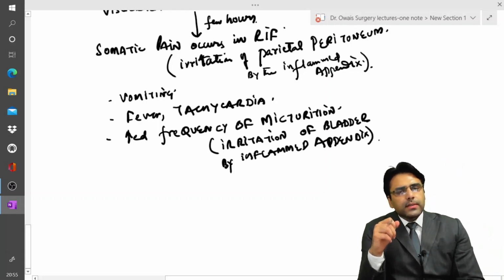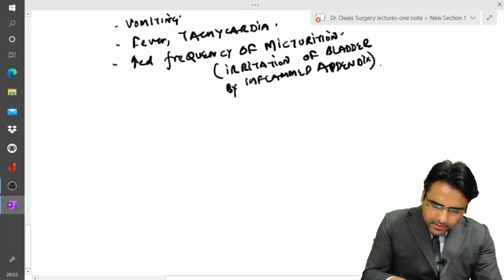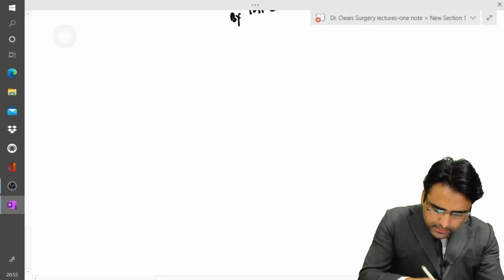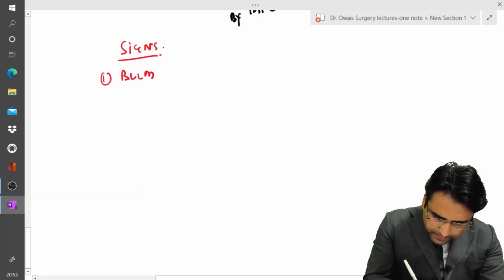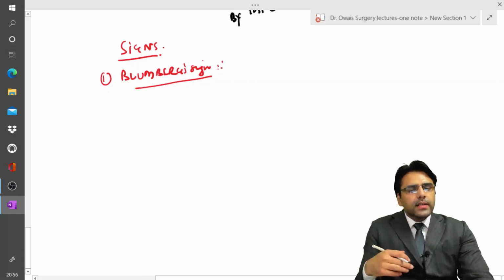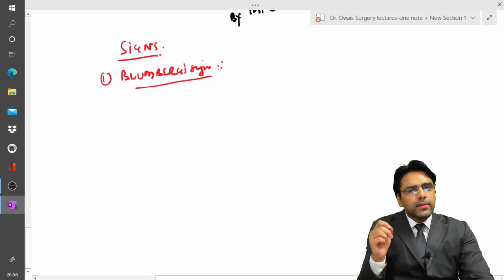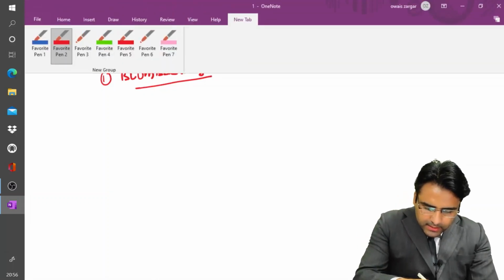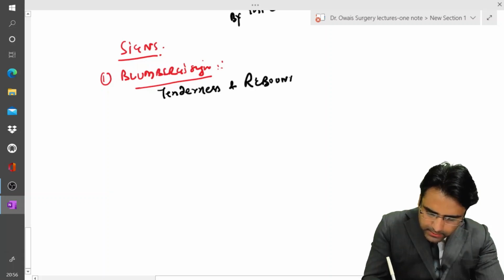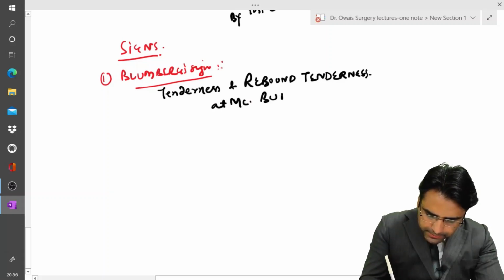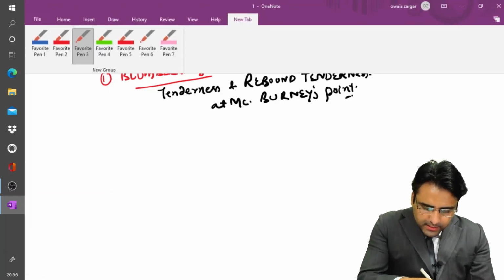Now, there are some important signs in case of acute appendicitis. Let us discuss them one by one. First important sign is Blumberg sign. And what is Blumberg sign? It is tenderness and rebound tenderness in the right iliac fossa at the level of McBurney's point.